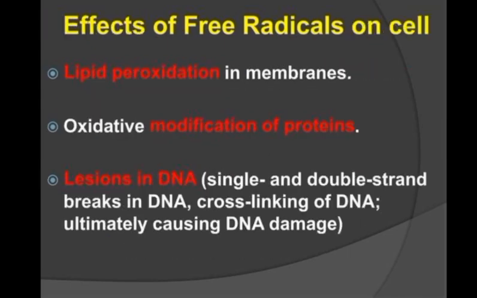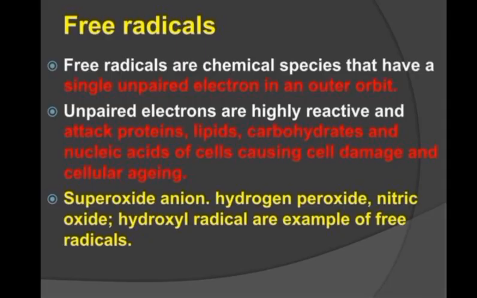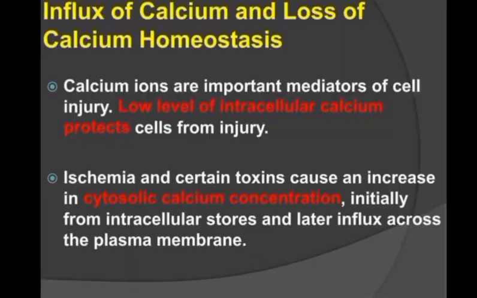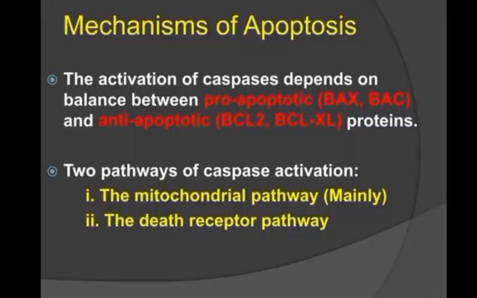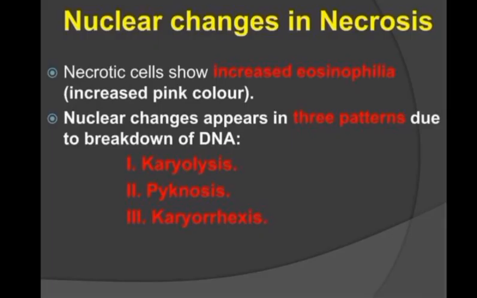Lesions in DNA include single or double strand breaks and cross-linking of the DNA, ultimately causing DNA damage. These are the irreversible cell injury. Among the types of cell death, we have seen necrosis, which means uncontrolled cell death, and apoptosis, which means programmed cell death.